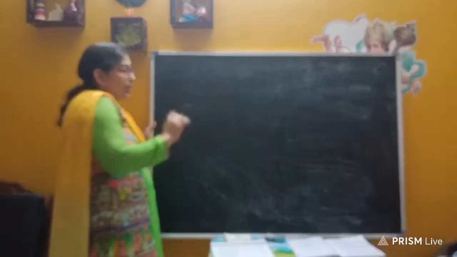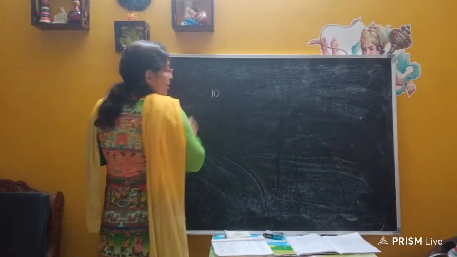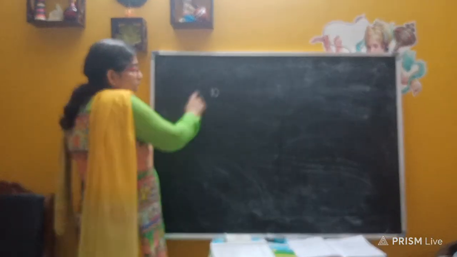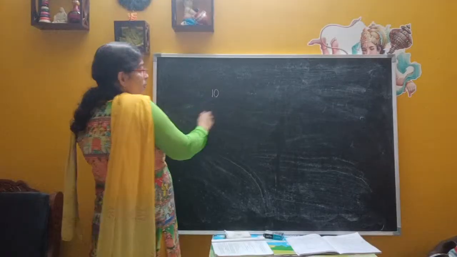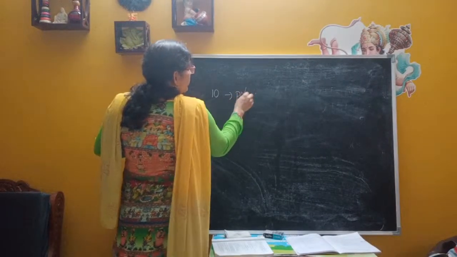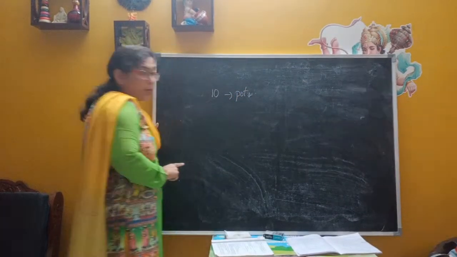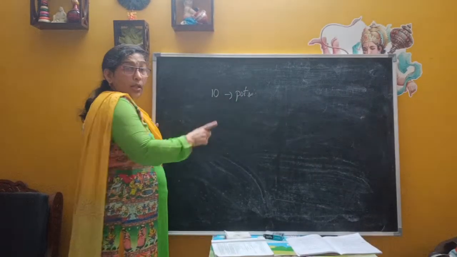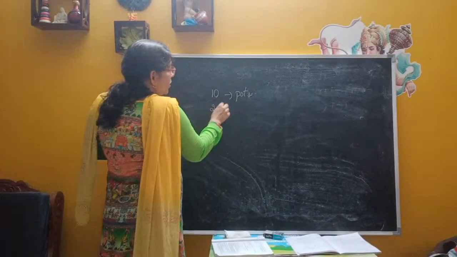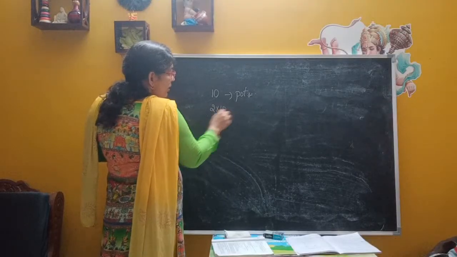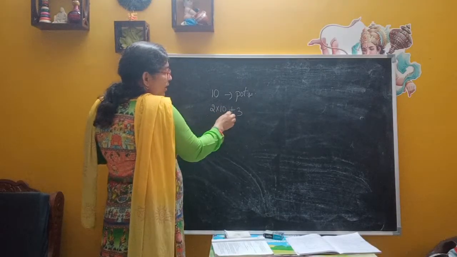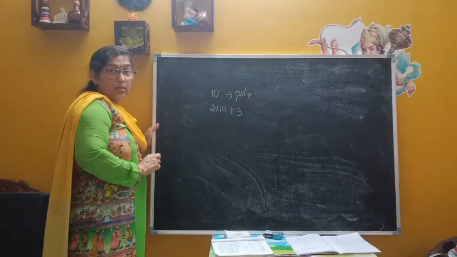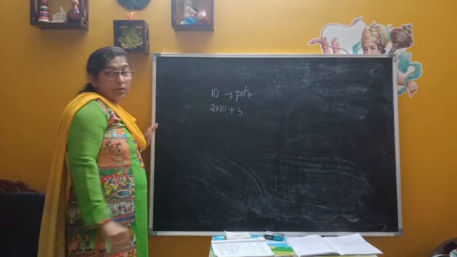Suppose on a particular day, they made 10 pots. It is then, the cost of one pot is twice of this plus 3 more than that. So it would be how much? 2 into 10, that is 20, plus 3. So 20 plus 3, 23 rupees. Okay, that is the statement they have given.